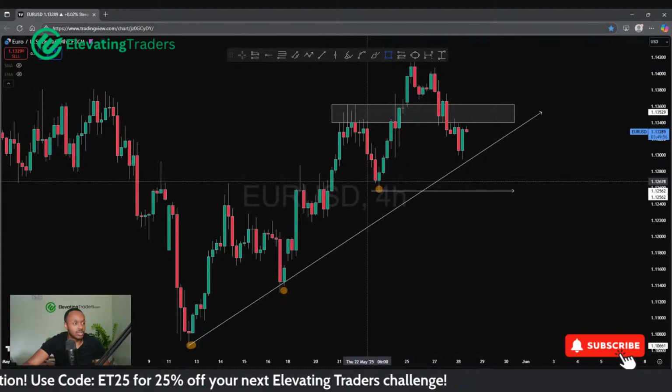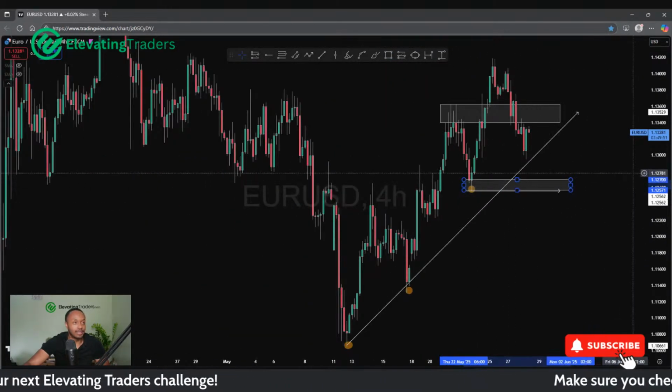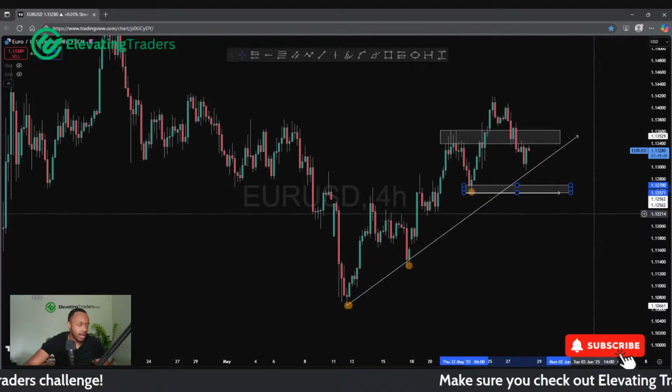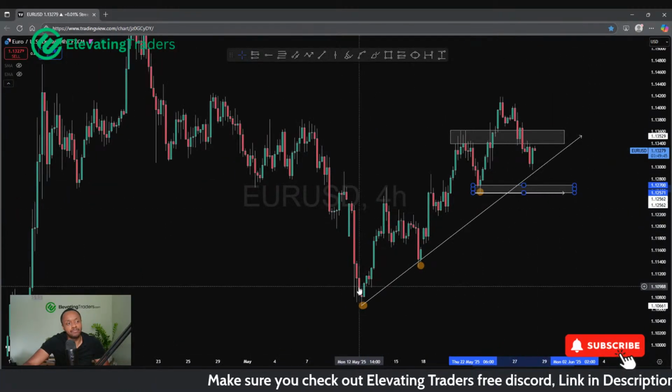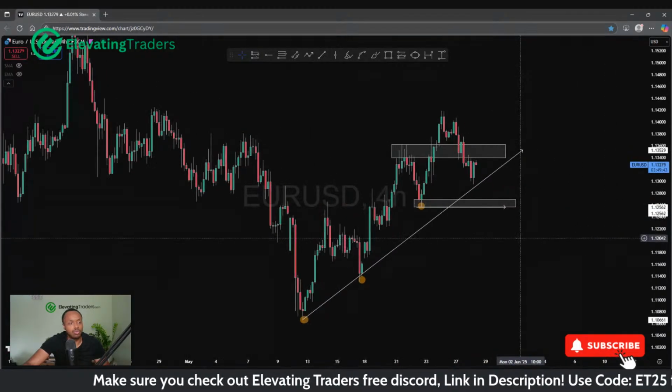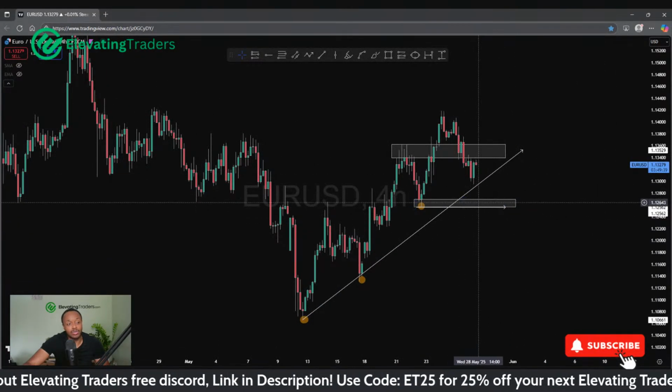Again, same situation, need to stay above this low. As long as we do that, the bullish bias does remain. But yeah, a bit more of a deeper correction than I was expecting there for Euro USD. But as long as we maintain the bullish structure, I'm still looking at buys. So we'll see how price reacts with the trend line, even how it reacts potentially with that low.